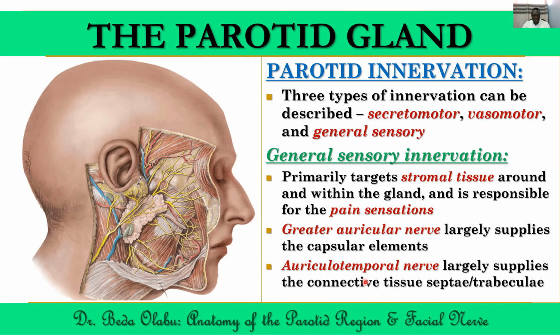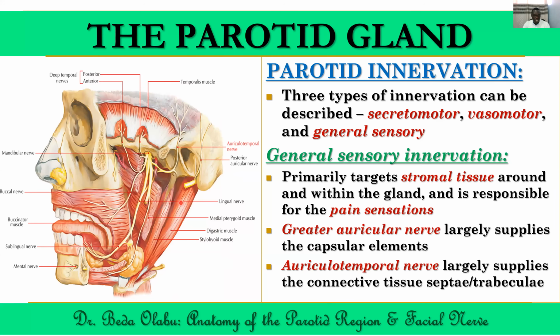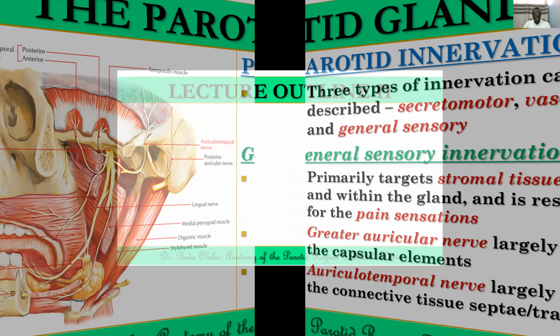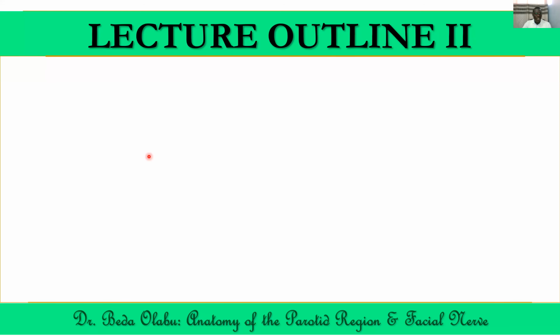The auriculotemporal nerve is, in particular, remember, a branch of the posterior division of the mandibular nerve. And the mandibular nerve is the third division of the trigeminal nerve. The trigeminal nerve is the fifth cranial nerve. So this shows you the auriculotemporal nerve arising from the mandibular nerve, and the mandibular nerve arising from the trigeminal. Great, so that summarizes the story of the anatomy of the parotid region.